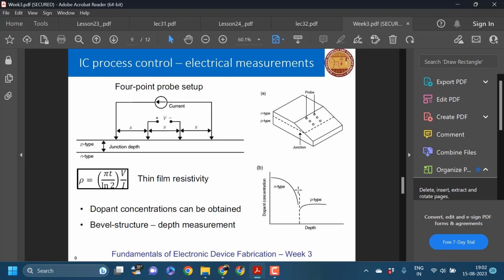So basically the first thing that we will do is resistivity measurement. Here is the equation for resistivity: rho is equal to pi t by L into V by I. And using these IV characteristics, we can go on to further measurements. So the basic thing when it comes to electrical measurement is resistivity. Is that clear?